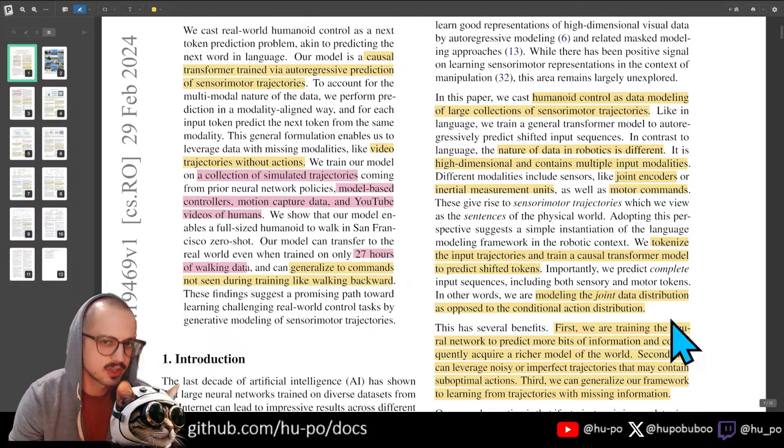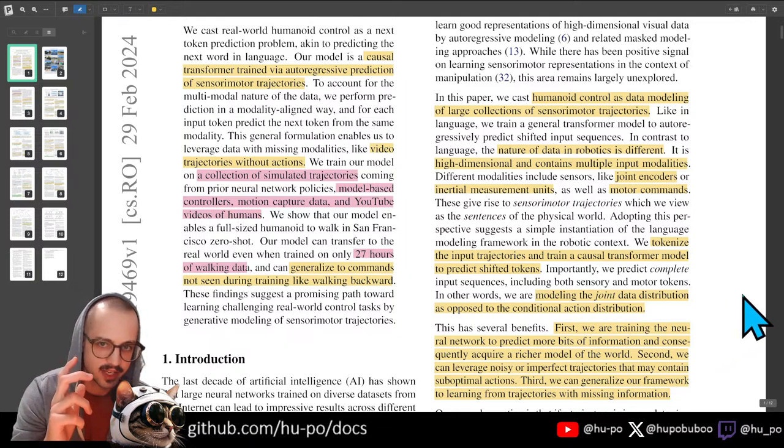It's not necessarily new because people have been looking at this in other papers, such as the RT series out of Google, the robotic transformer papers that we've been looking at. But it's no longer this idea of having a conditional action distribution where you're basically trying to predict the next thing conditioned on an action, where the action is the joint commands here.